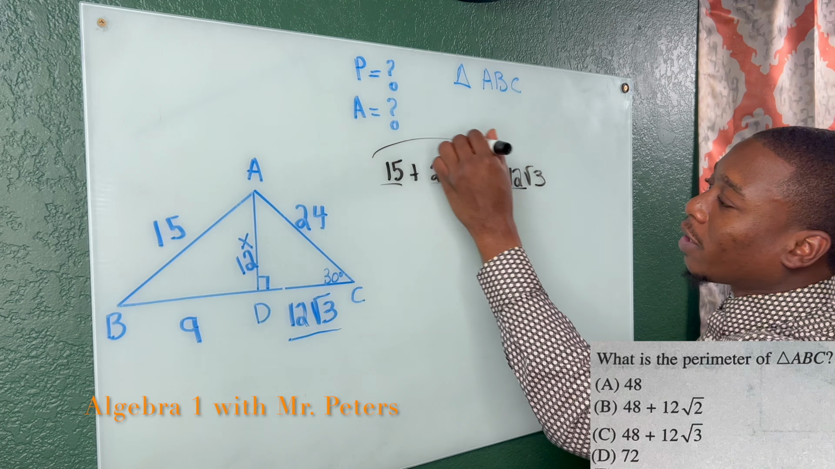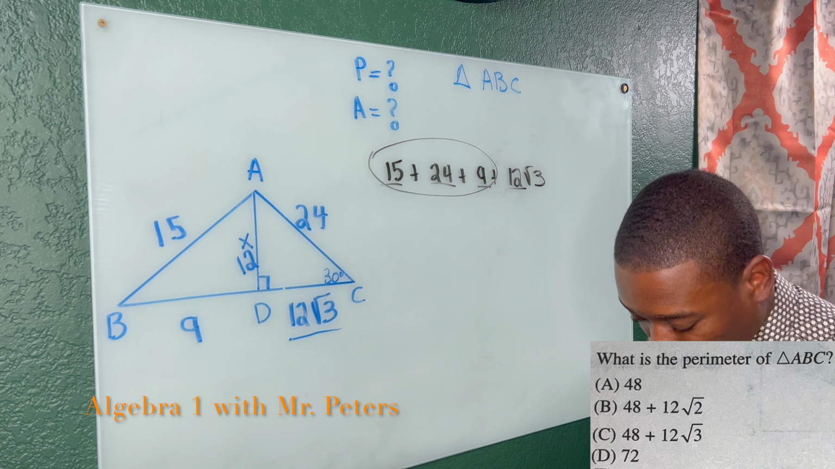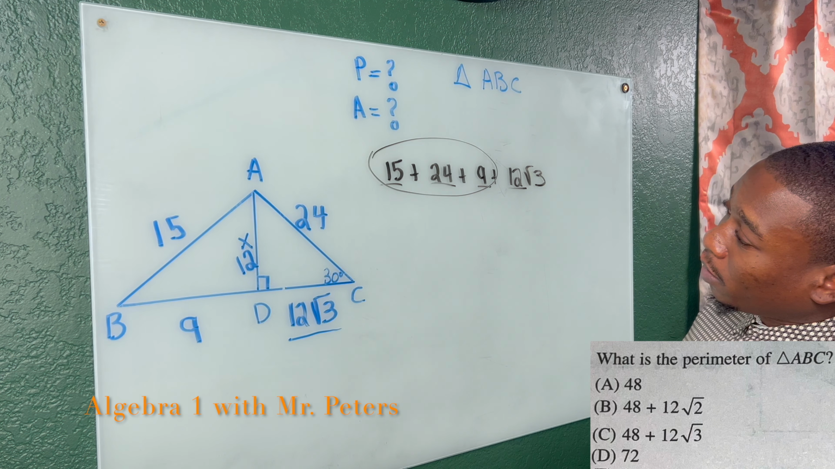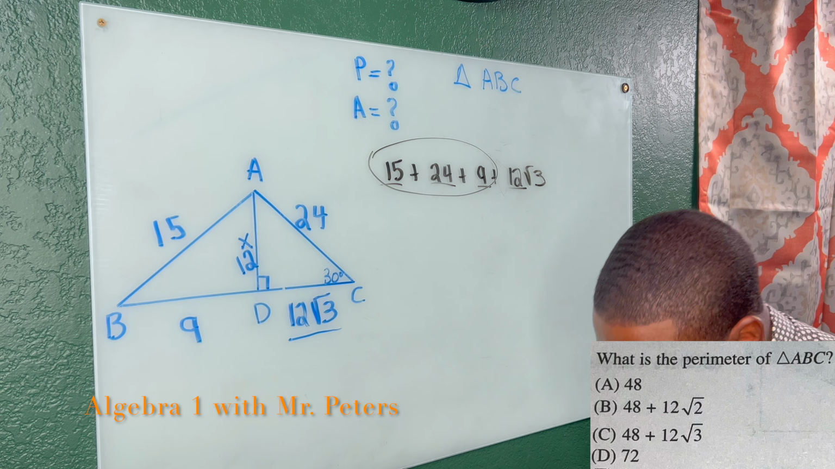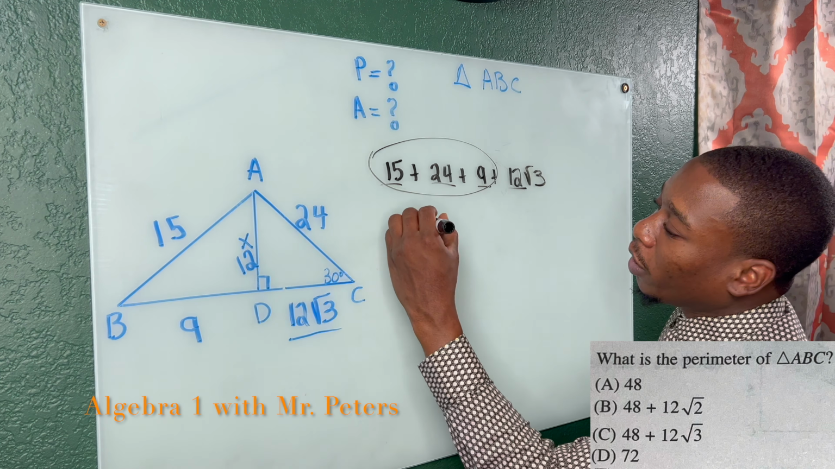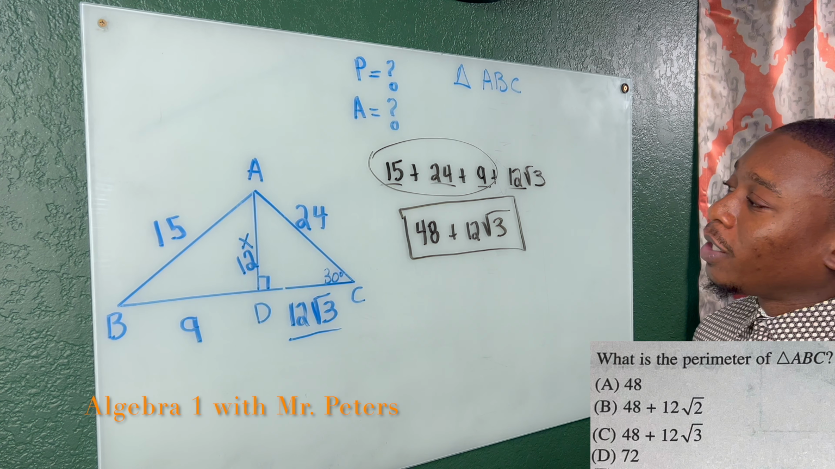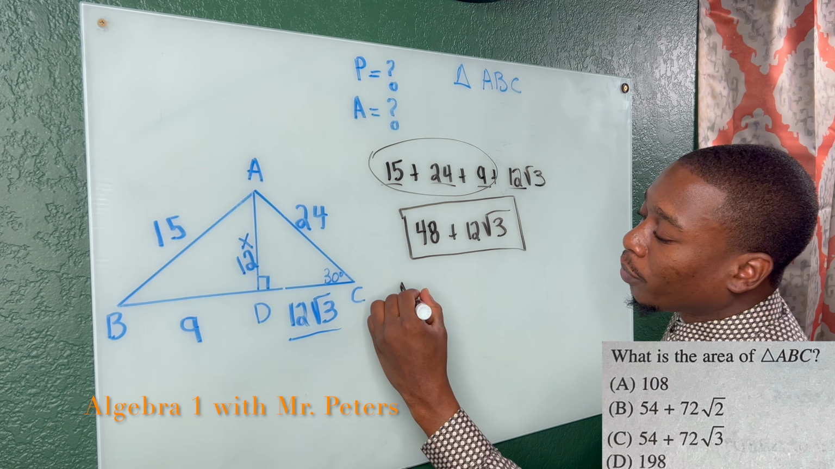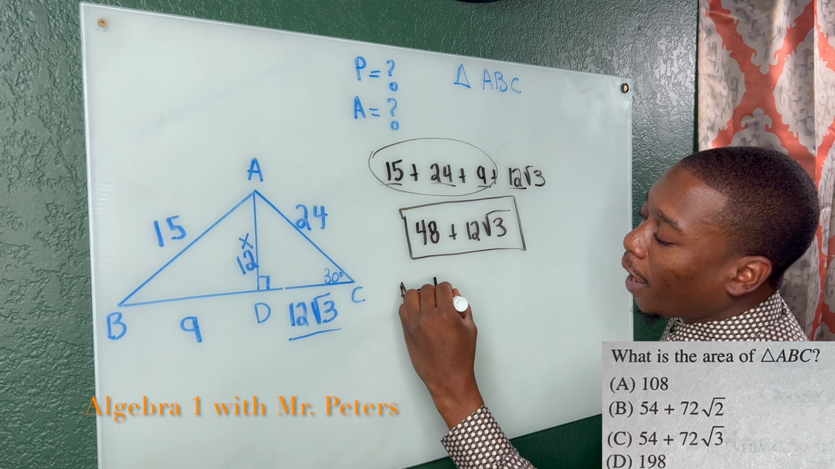So once we focus and add these three, we're going to get, I want to say 54. Let's just make sure. Is it 54? That's 9. No. So we're going to get 48 plus 12 radical 3. And this would be our final answer. Now, when we go over and we're talking about the area, we know that the area of a triangle is half the base times the height.